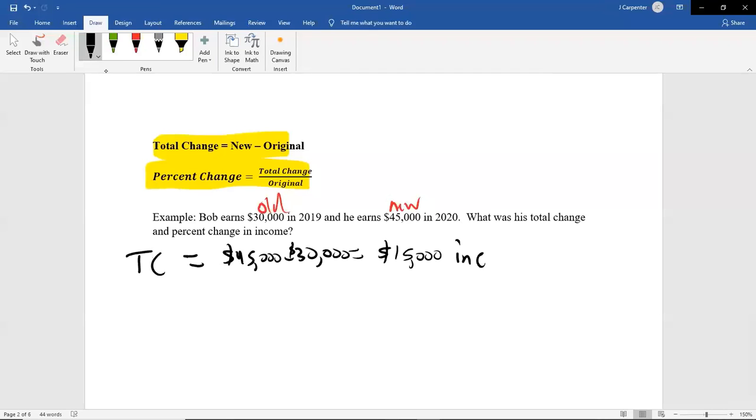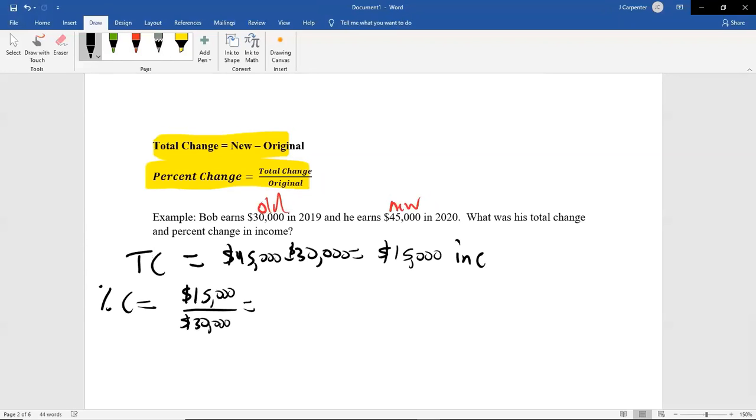He made the $30,000 from last year, and then he made $15,000 more via a raise or working more hours or something else. Then our percent change is the ratio of the total change we just got. So that's the $15,000 divided by the original amount. That's the 45, right? Nope. The original, the 30,000.